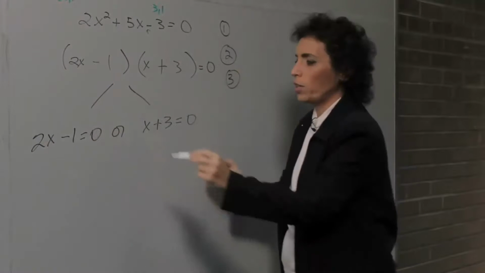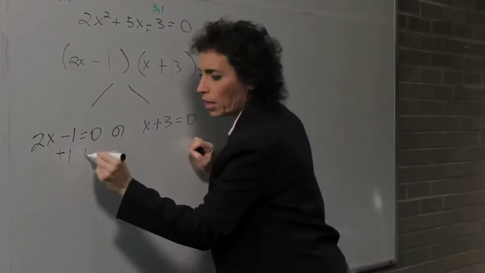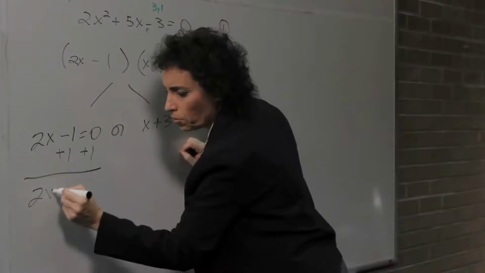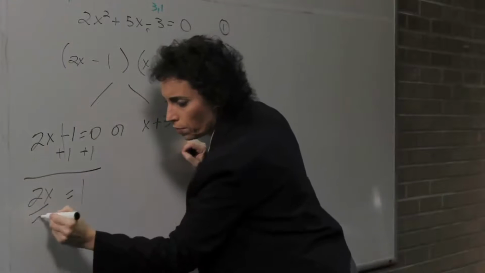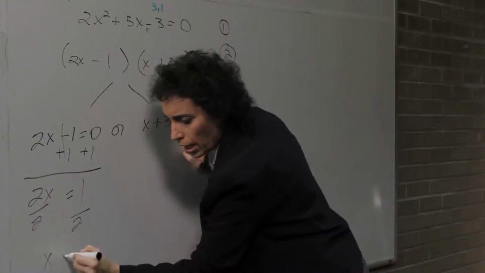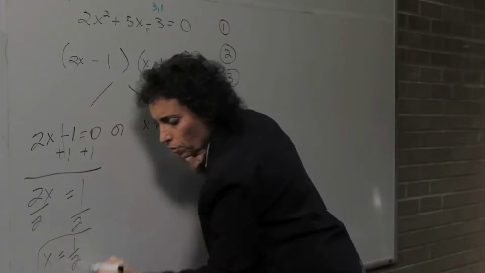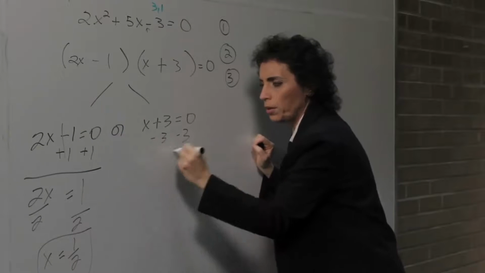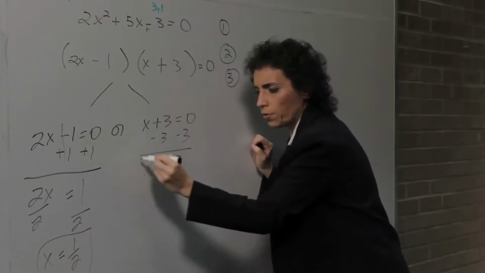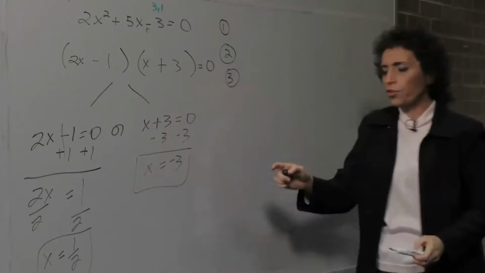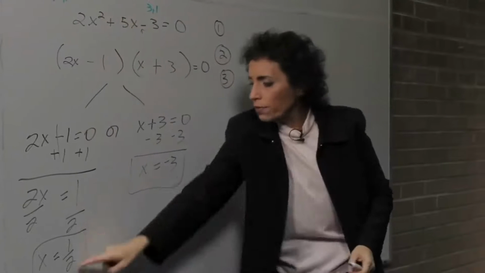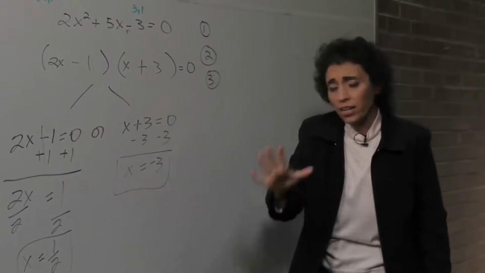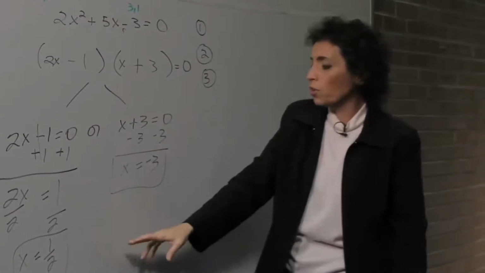Okay, here we go. We're going to solve these. Add 1. 2x equals 1. Divide by 2. X is 1/2. So that's one solution. Let's go here. Subtract 3. Subtract 3. X equals negative 3. And there's your 2 solutions, and it was a quadratic, and we have 2 solutions. And by the way, the check is optional, but you can absolutely do the check if you'd like.